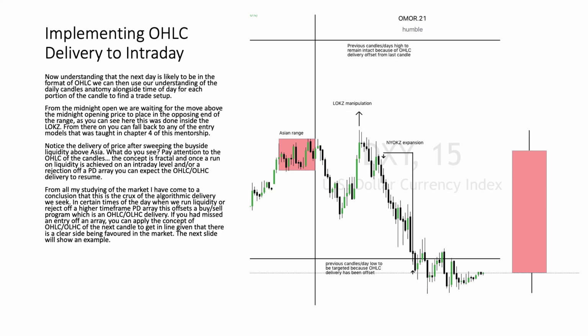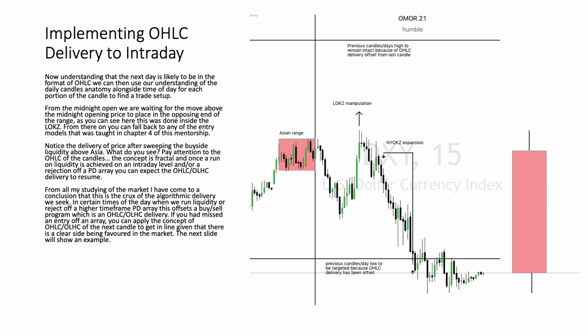From there, you can fall back to any of the entry models that were taught to you in chapter 4. Notice the delivery of price after sweeping the buy side liquidity above Asia. What do you see? Pay attention to the open, high, low, close of the candles. The concept is fractal, and once a run on liquidity is achieved on an intraday level and or a rejection of a PD array, you can expect the open high low close or the open low high close on an intraday level to also resume, right? You can do this even on a 1 minute chart, but I don't recommend that yet.